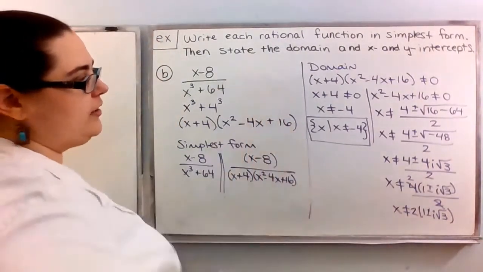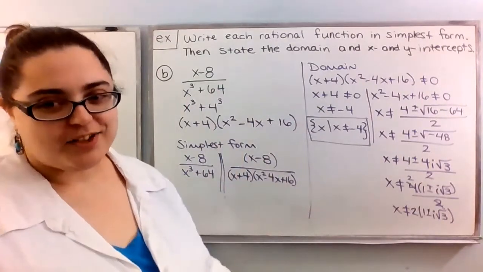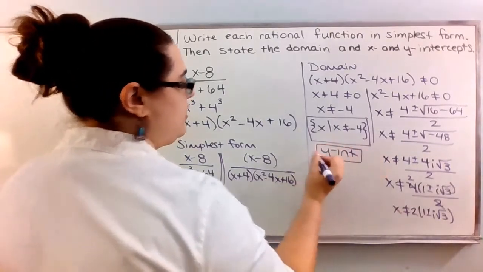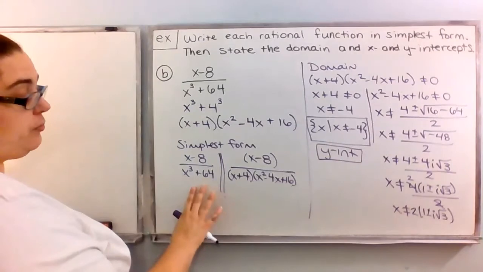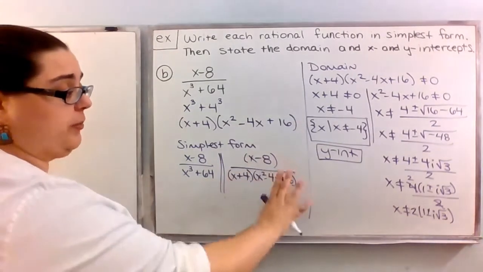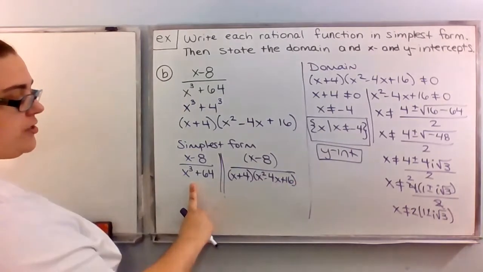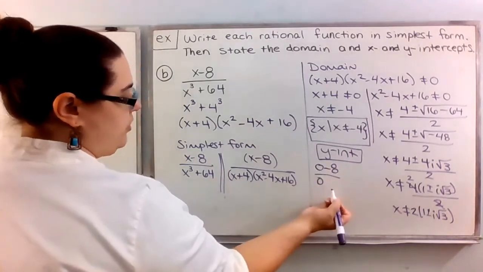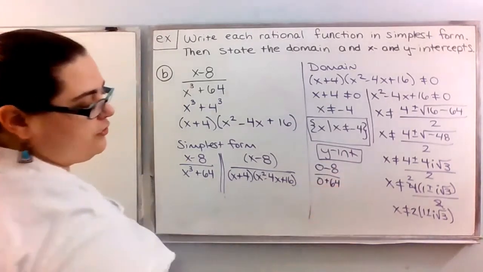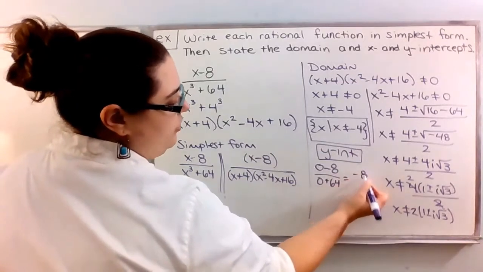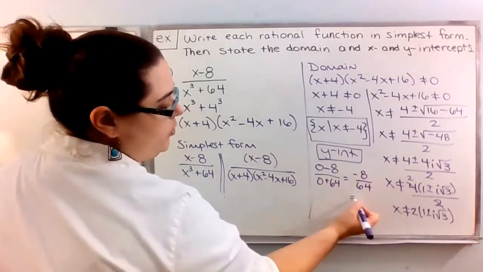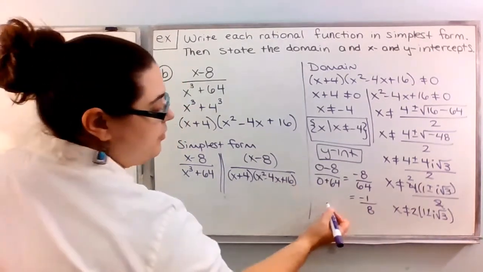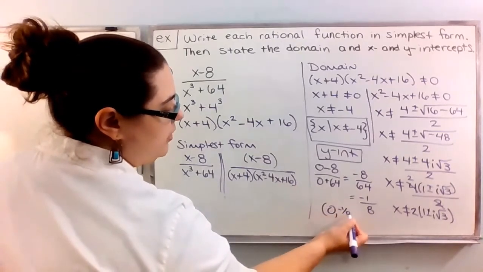All right, so that's our domain. So let's find our x and our y-intercepts. For the y-intercept, I'm going to use this original function since it is much nicer looking than this one here. And I'm going to substitute in 0. So I plug 0 in for x, and I'll get 0 minus 8 over 0 cubed, which is 0, plus 64. So I get -8 over 64, and that will reduce to -1/8. So the coordinates of our y-intercept are 0, -1/8.